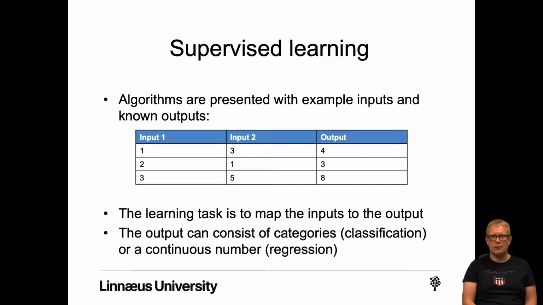And the output can consist of categories, and it's a classification task when we have a finite set of categories, for example the MNIST or the CIFAR-10 dataset. It could also be a continuous number, and in which case we call it a regression task.